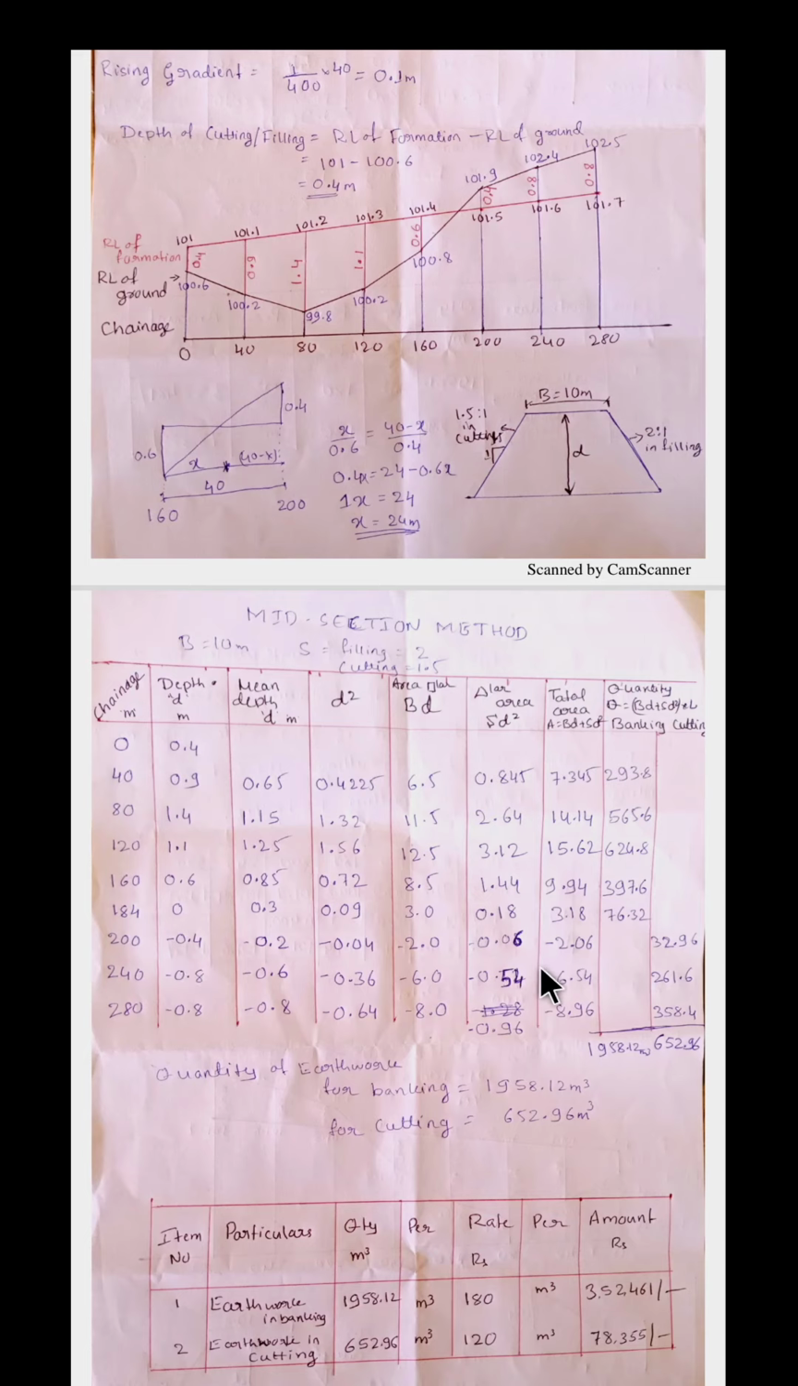Afterwards minus 2.06, and the remaining distance is 200 minus 184, it is 16. That is the portion from this to this, with the area of 2.06 and distance 16. 16 into minus 2.06 becomes, in the cutting, 32.96. Next is 6.54 into 40, it is 261.6, and 8.96 into 40, it is 358. Add all these. This is earthwork for banking, and earthwork for cutting.